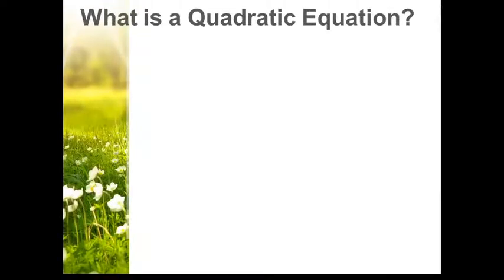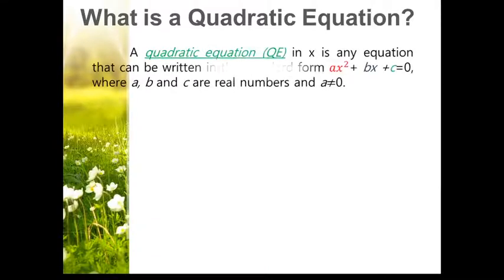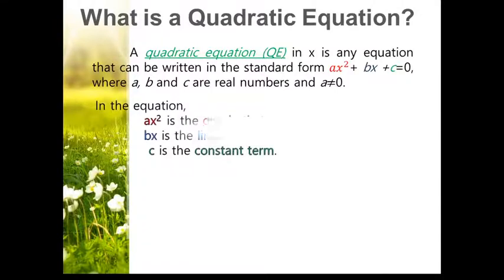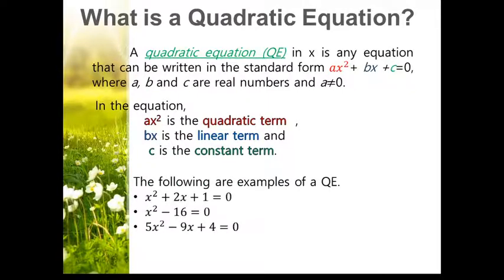What is a quadratic equation? A quadratic equation, or QE in x, is any equation that can be written in the standard form ax squared plus bx plus c is equal to 0, where a, b, and c are real numbers and a is not equal to 0. In the equation, ax squared is the quadratic term, bx is the linear term, and c is the constant term. The following are examples of a QE.